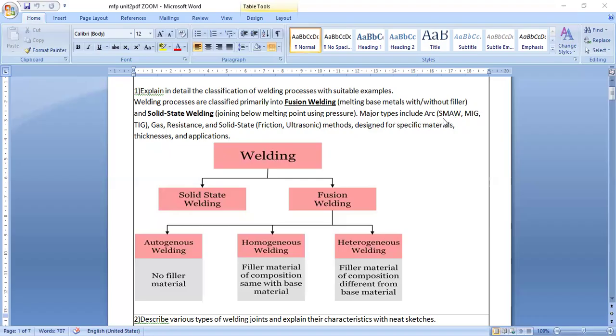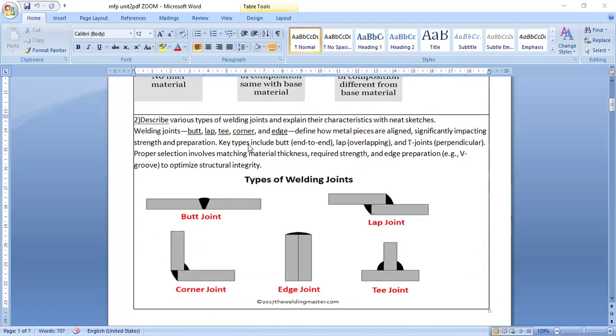Major types include arc welding: SMAW, submerged arc welding, MIG (metal inert gas), and TIG (tungsten inert gas). Then gas, resistance, and solid state methods like friction and ultrasonic are also used in the welding process, designed for specific materials. It depends upon the thickness and the application. So you choose arc welding, MIG welding, or TIG welding depending on the thickness of the material.